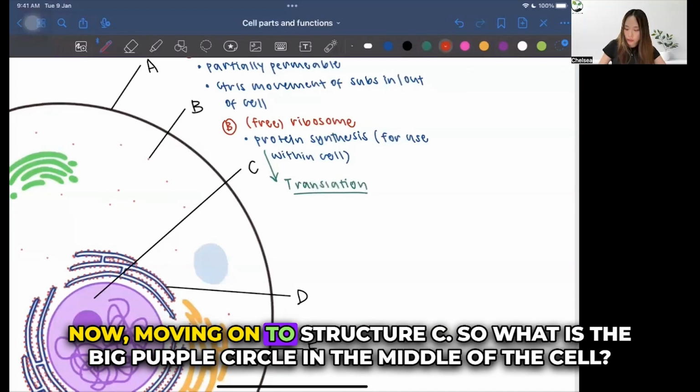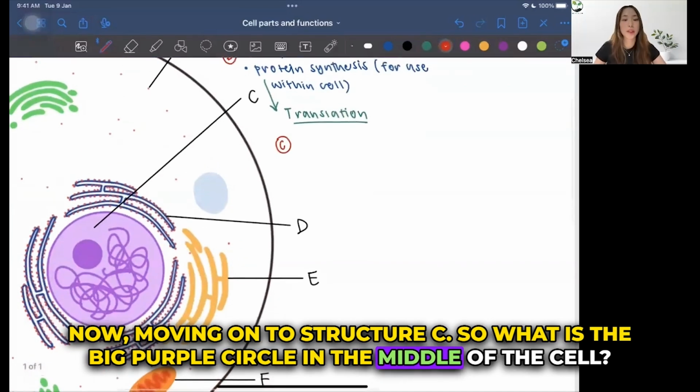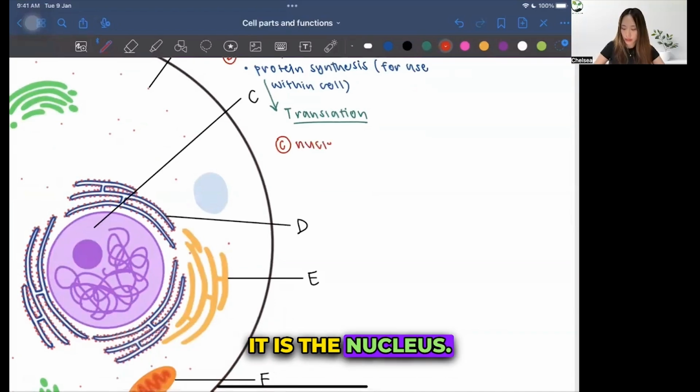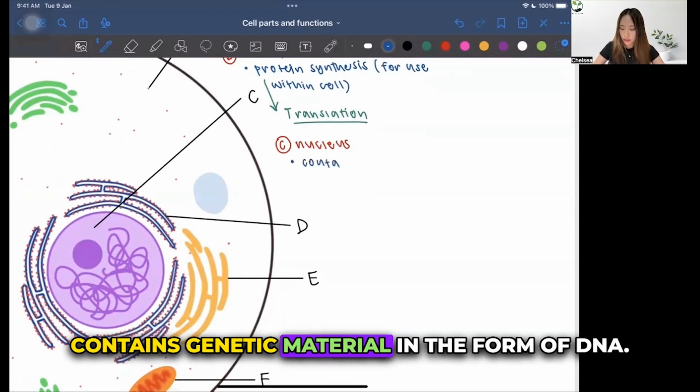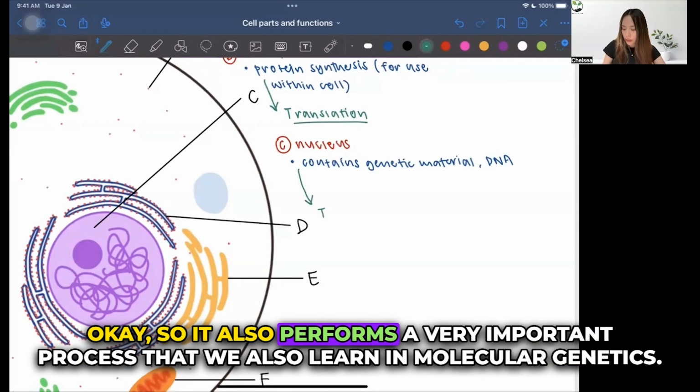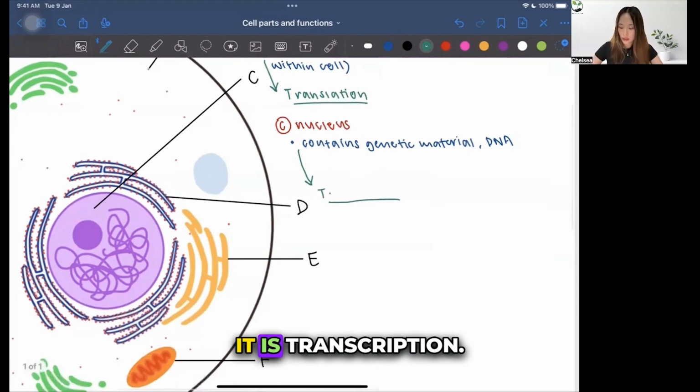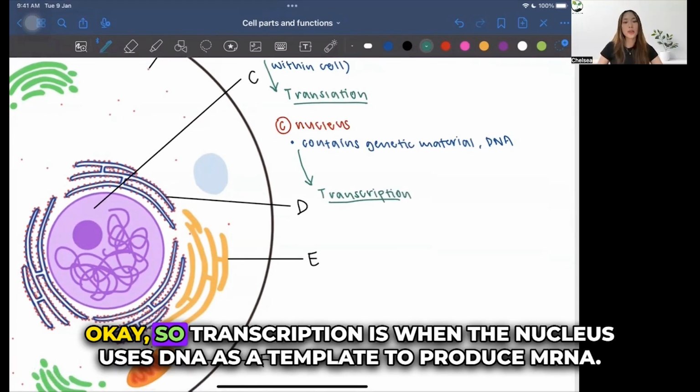Now, moving on to structure C. So what is the big purple circle in the middle of the cell? It is the nucleus. The nucleus contains genetic material in the form of DNA. It also performs a very important process that we also learn in molecular genetics. It is transcription. Transcription is when the nucleus uses DNA as a template to produce mRNA.